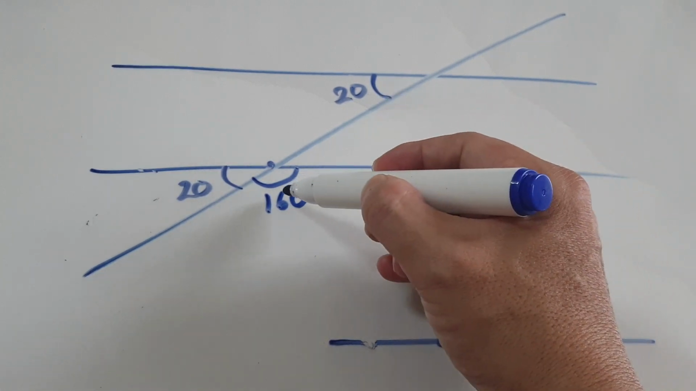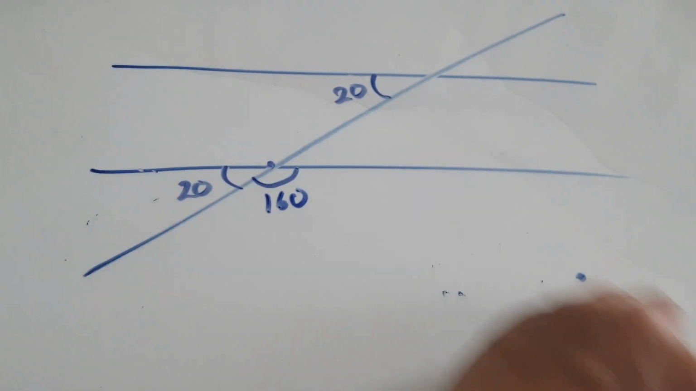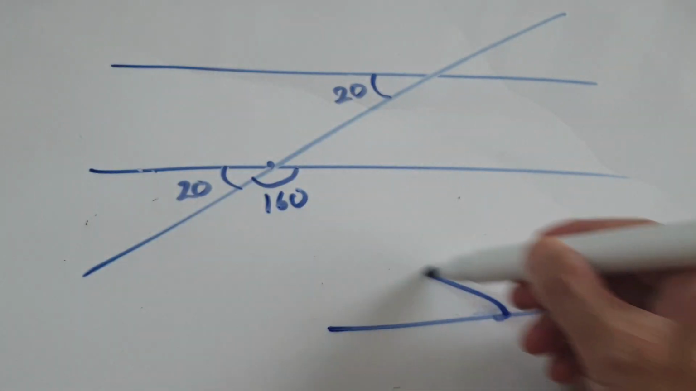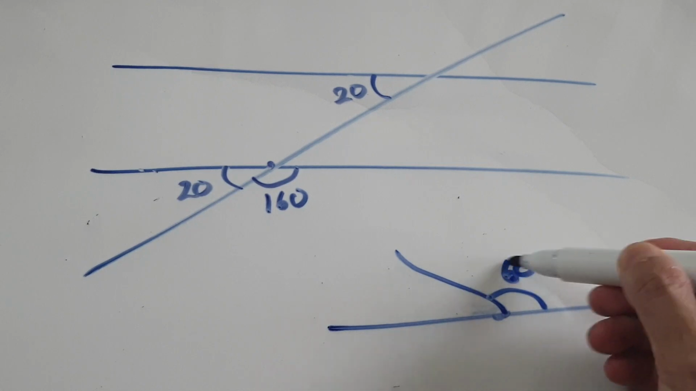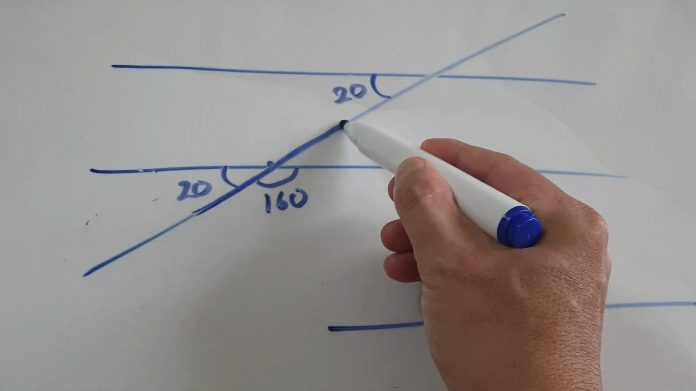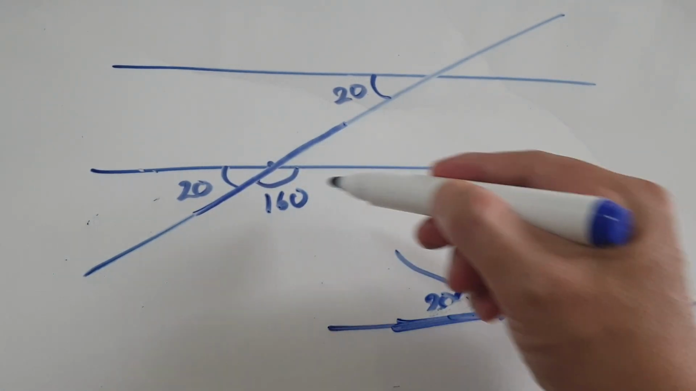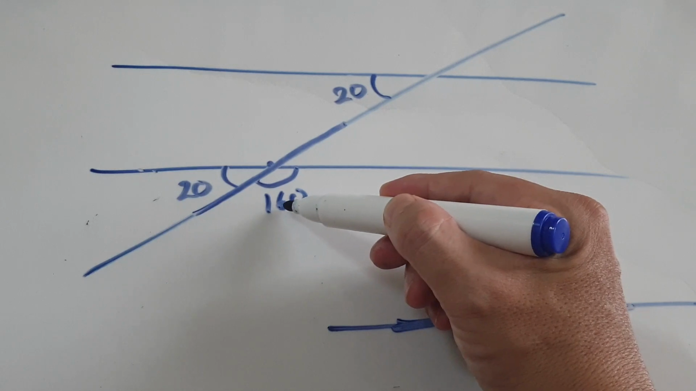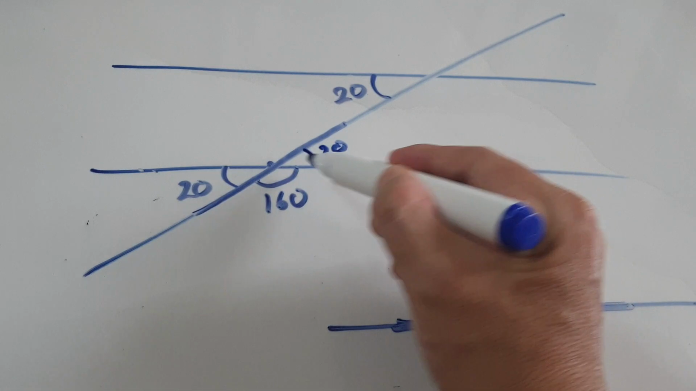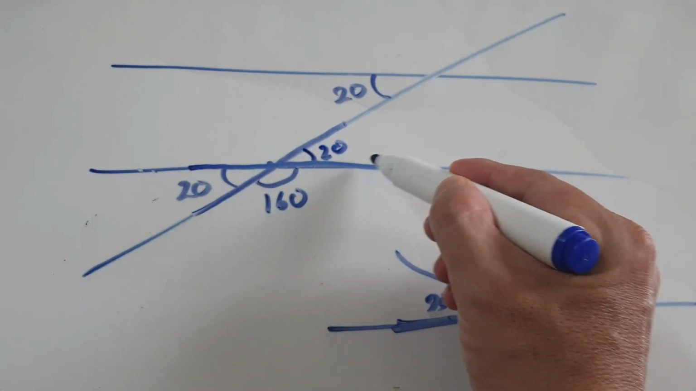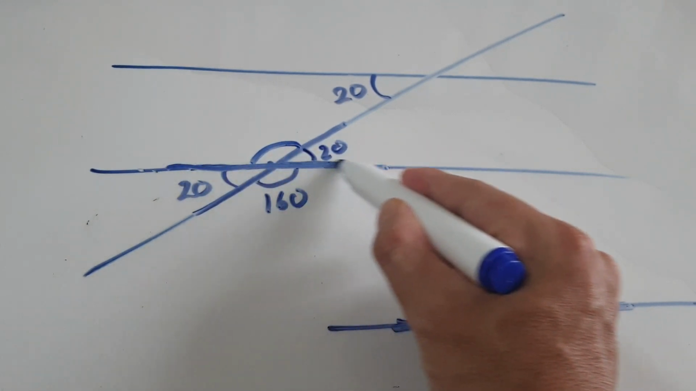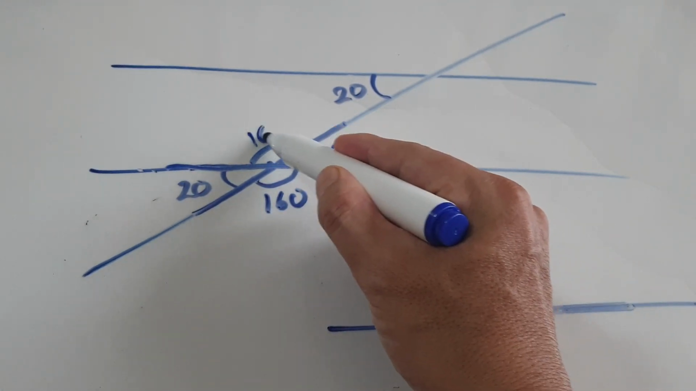And then if you have an angle of 160, then this must be 20. So here you've got a straight line. This is a straight line. So it's just like a straight line here. So if this is 160, then this must be 20. And then if you look at this straight line here, if this is 20, then because it's a flat line here, this must be 160.